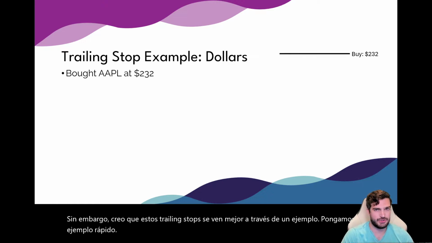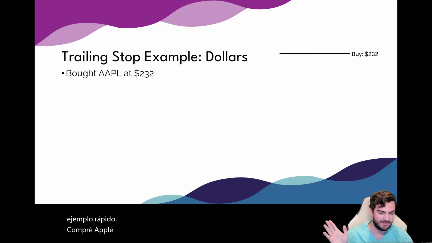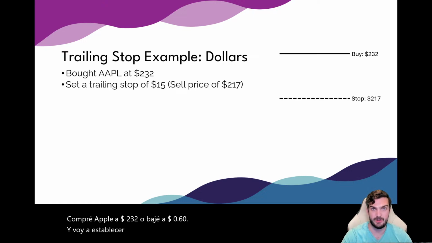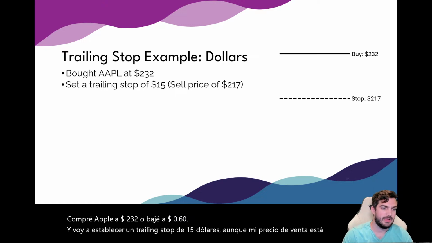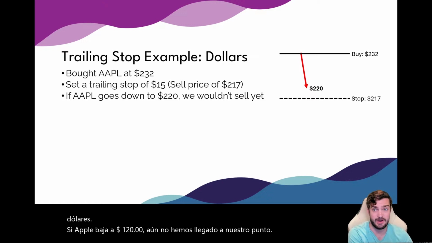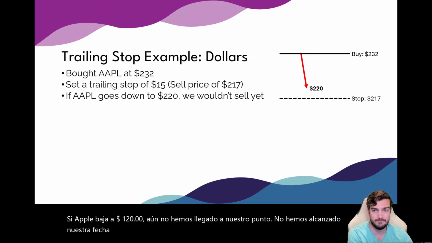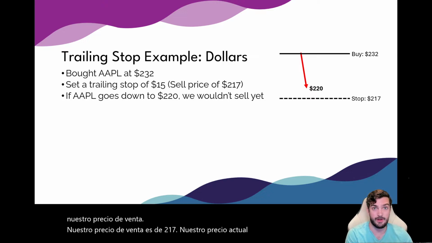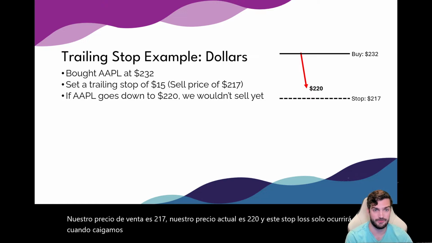I bought Apple at $232. We're dropping the 60 cents part. And I'm going to set a trailing stop of $15. So my sell price is at $217. If Apple goes down to $220, we haven't reached our point yet. We haven't reached our sell price. Our sell price is $217, our current price is $220, and the stop loss will only happen when we fall below $217.